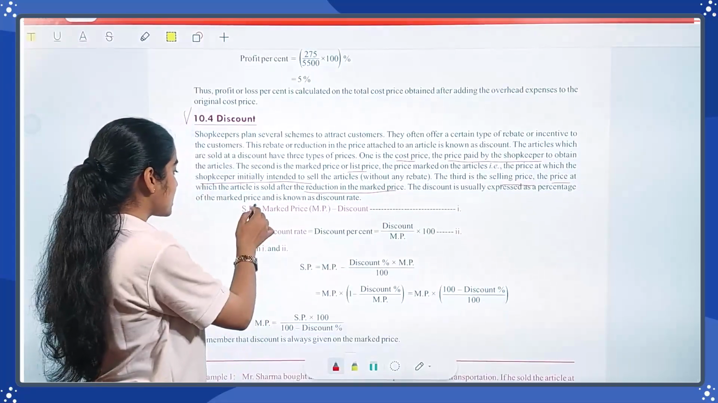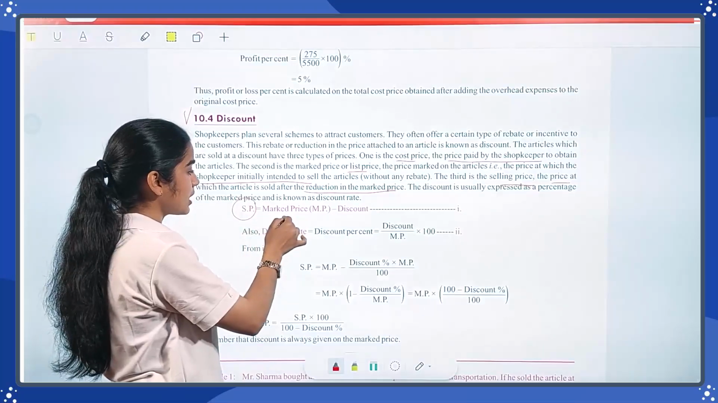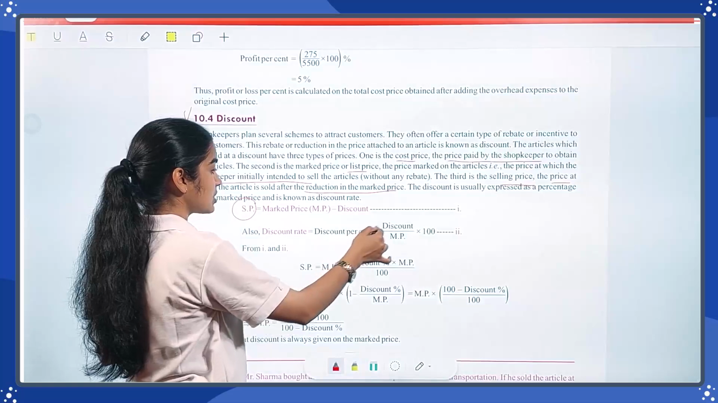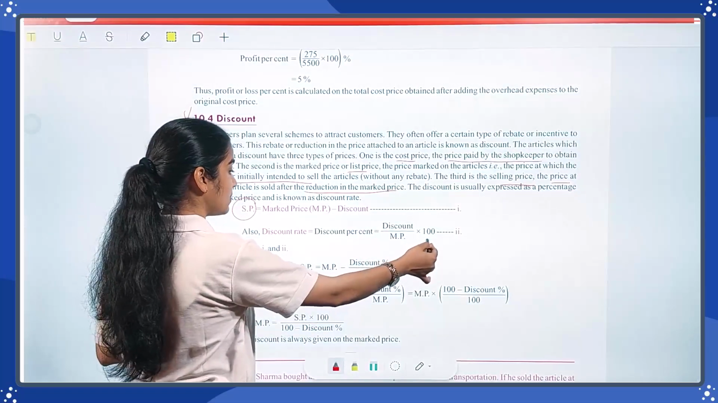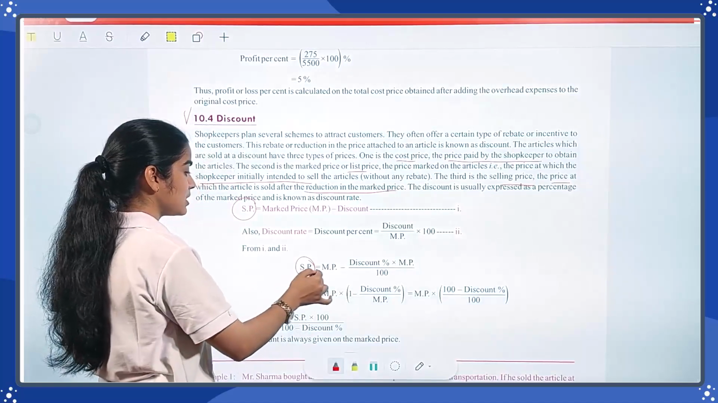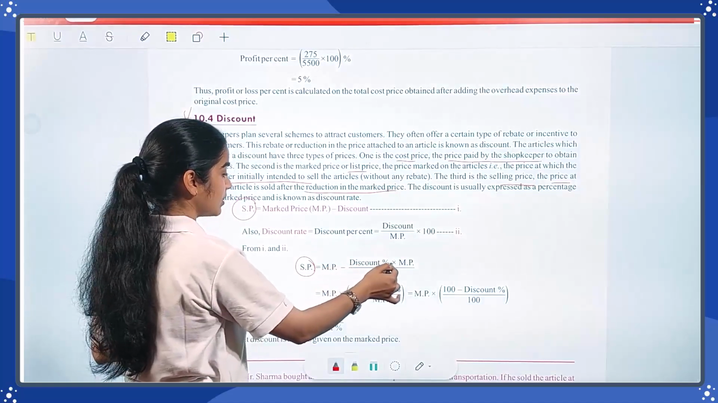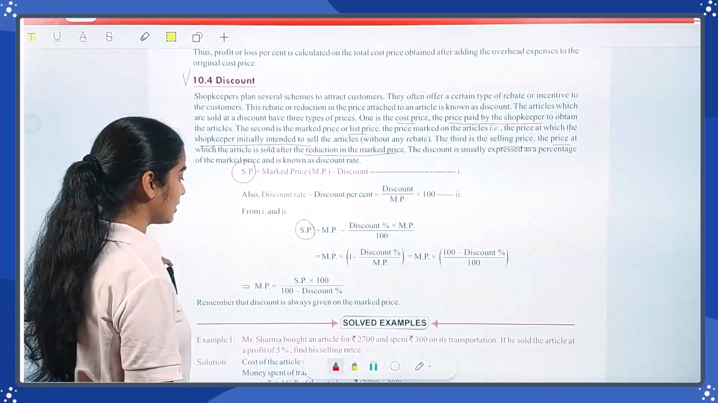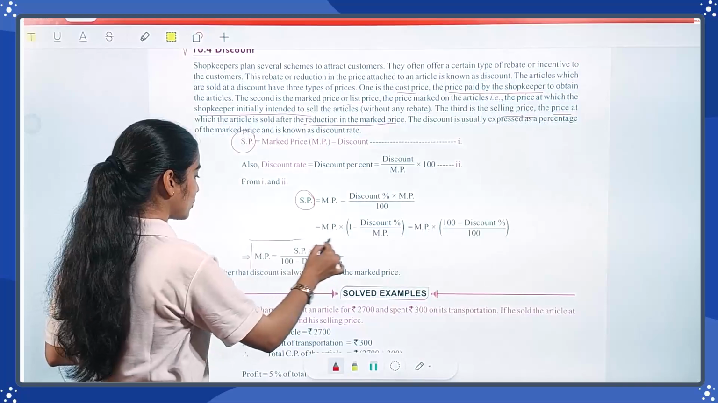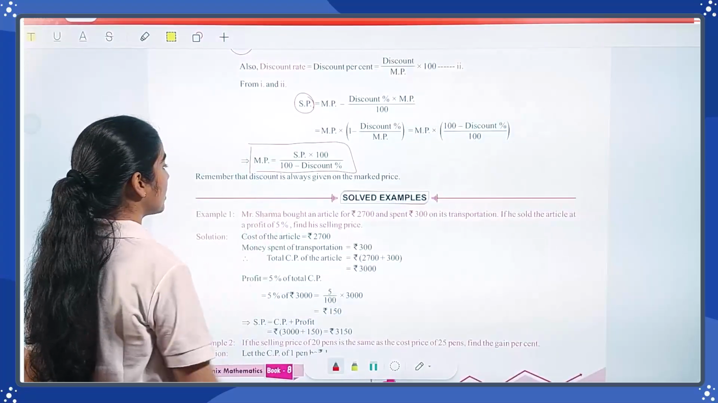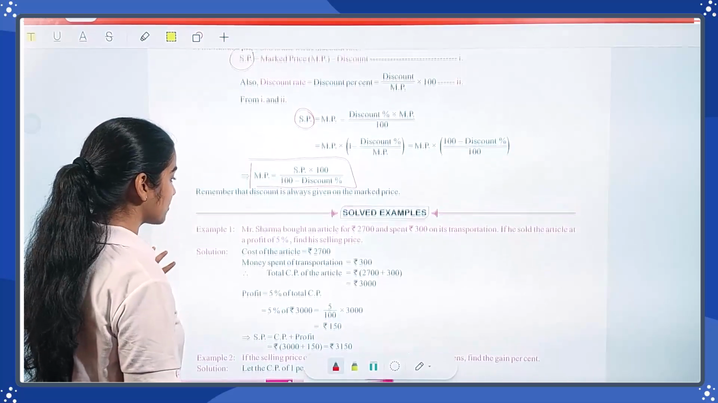So selling price is equal to marked price minus discount. Discount is equal to discount percentage multiplied by marked price divided by 100. If you want to know the selling price, it is mark price minus discount percentage multiplied by mark price divided by 100. So this is your final formula. Remember that discount is always given on the mark price.